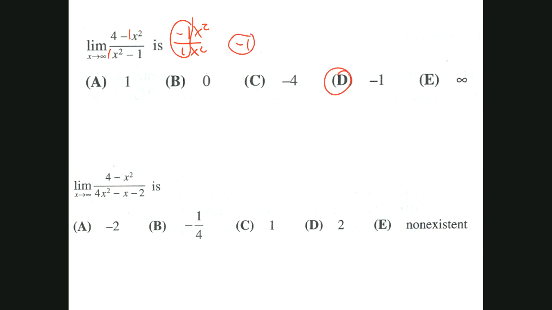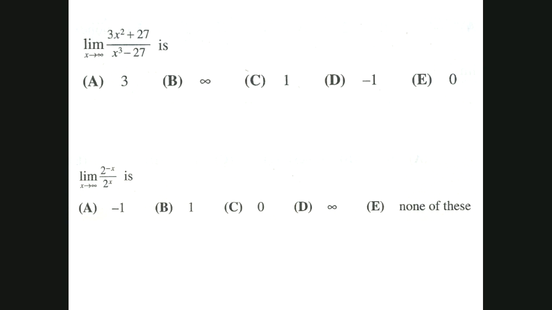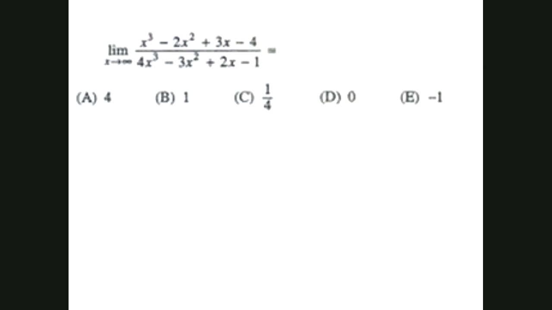And the next problem, the highest power on top is -x squared. Highest power on bottom is 4x squared. Take the coefficients. So I end up with -1/4. So finding limits, and that basically was chapter 1. I don't want to harp too much on the limit problems because we've done enough of them.